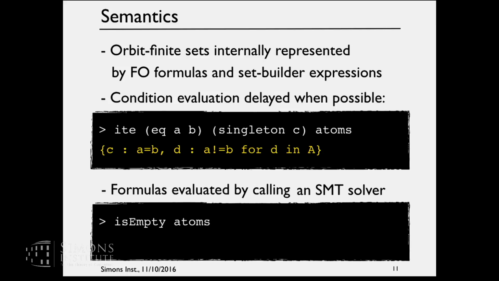And we ask the SMT solver, we ask Z3 for that, and unsurprisingly, Z3 will probably say, yeah, okay, it is satisfiable. Thank you very much. So we return that this is false, so it's not empty, this set. So this is how this works internally.